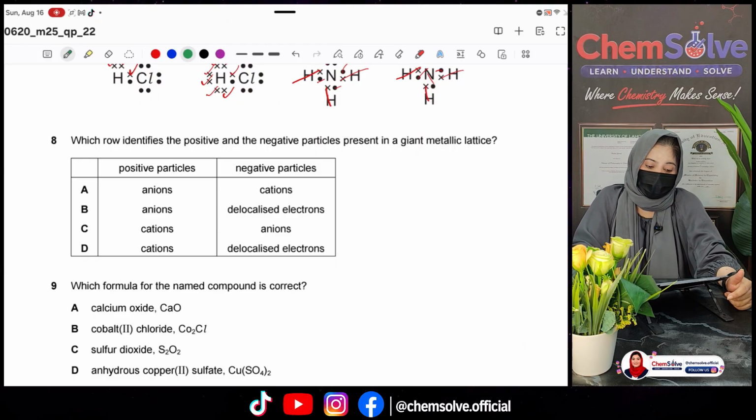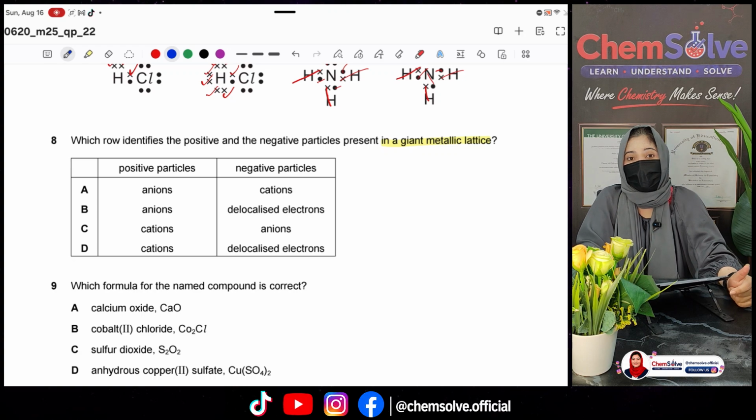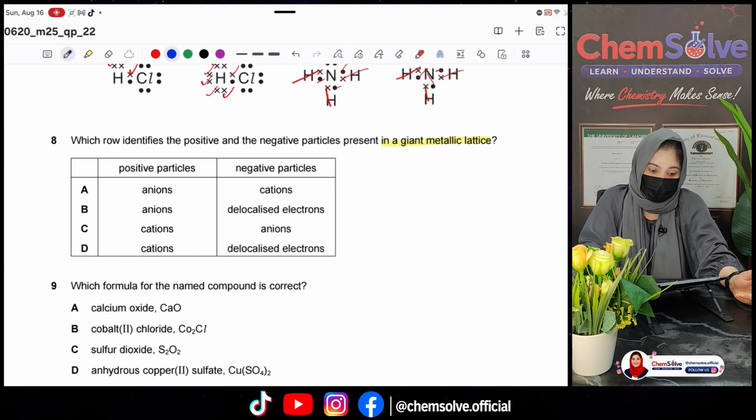Which row identifies the positive and the negative particle present in the giant metallic lattice? Okay, so we are talking about the metals. And in metals, the positively charged ions are basically immersed in a sea of electrons. Okay, this is our concept.